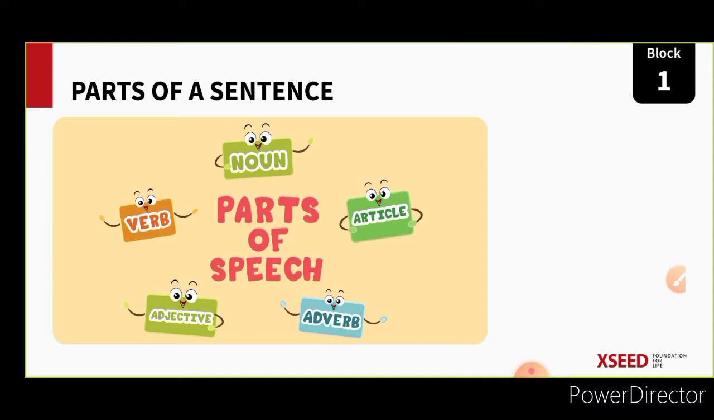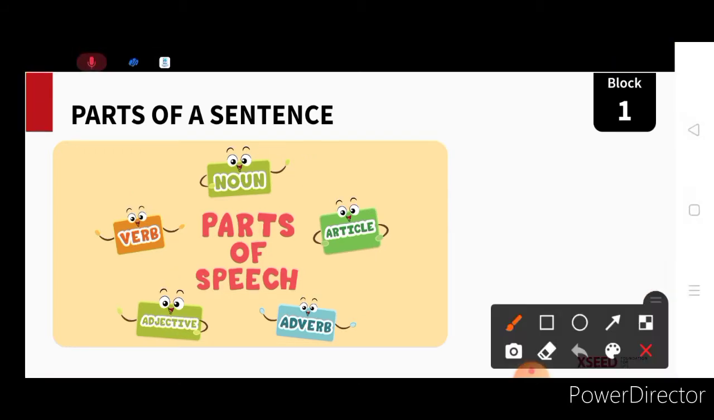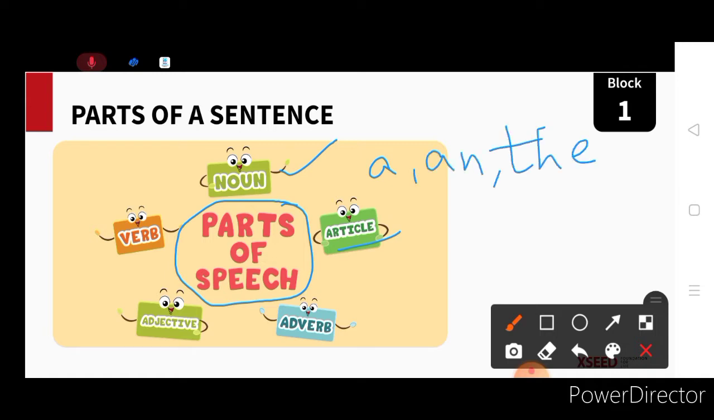Like here in this lesson, parts of speech. Every sentence has parts of speech. Okay. In today's class, we are going to learn about the noun. Noun means it is the naming word. Articles means a and the. These are called articles. Adverb means which adds meaning to the verb. And adjective means which adds meaning to the noun.